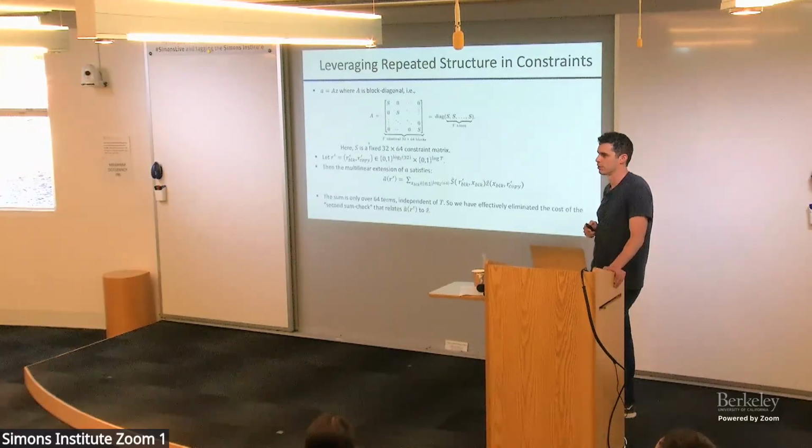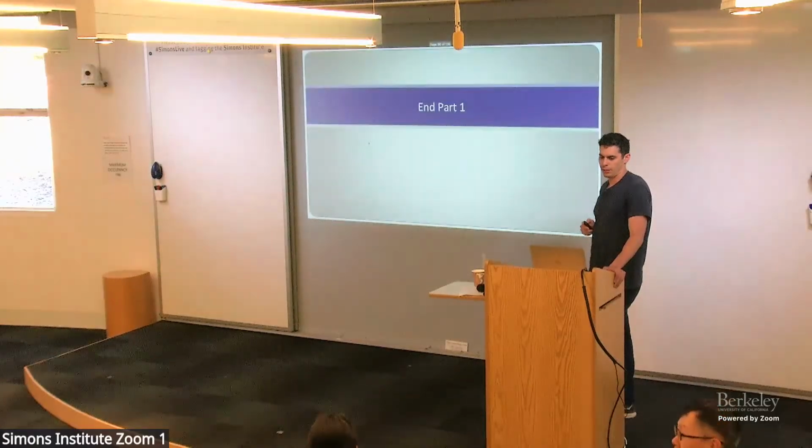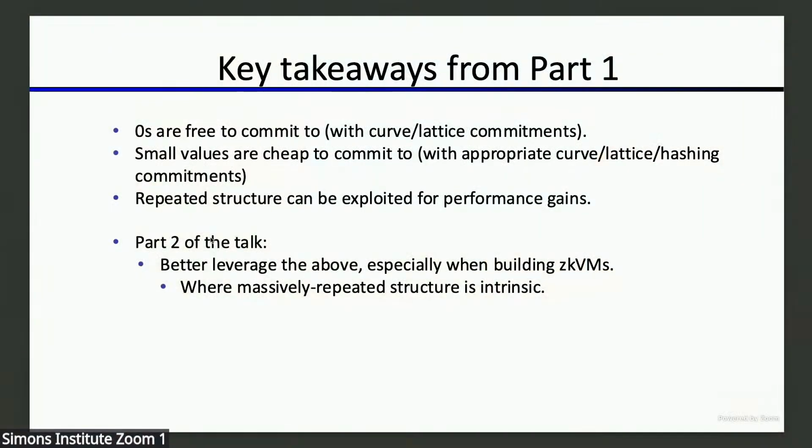Other questions? Okay, all right, let me summarize the main takeaways from this point of the talk. At this point, we've sort of reached the year 2020. With appropriate commitment schemes, zeros are free to commit to, small values are cheap to commit to, and repeated structure in computation can be exploited for major performance gains for the prover. Now for the remainder of the talk, I want to explain how to leverage these properties to the extreme, and also in the process cover recent trends in SNARK design.